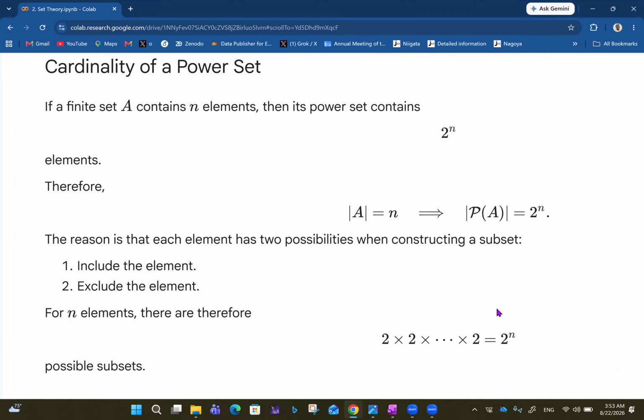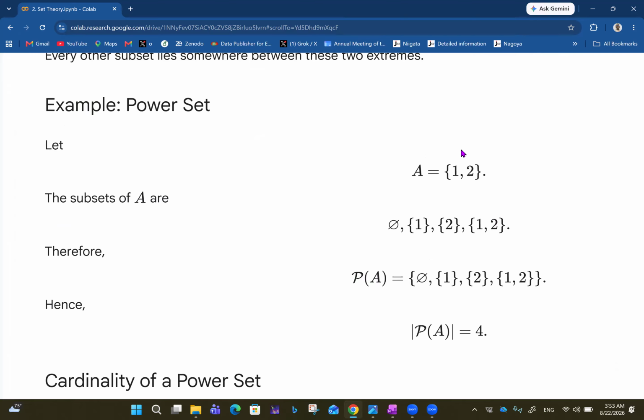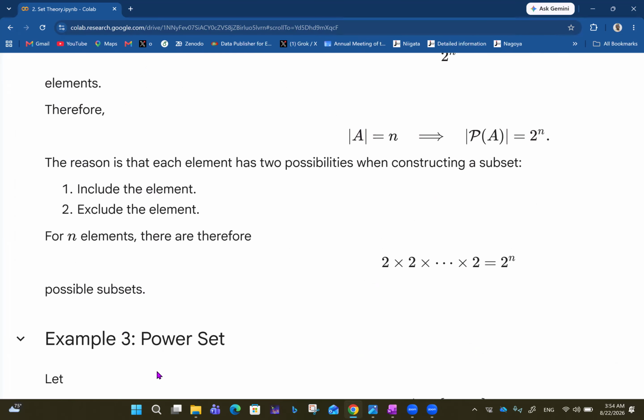Talking about the cardinality of a power set in clearer terms, if a finite set A contains n elements, then its power set contains 2 raised to power n elements. Therefore, if the cardinality of A is equal to n, it implies that the cardinality of the power set is 2 raised to power n. So imagine this one now. The cardinality of A is 2. The cardinality of the power set is 2 raised to power 2, which is 4, as you can see there. The reason is that each element has two possibilities when constructing a subset: you include the element, or you exclude it. Then for n elements, there are therefore 2 raised to power n possible subsets.